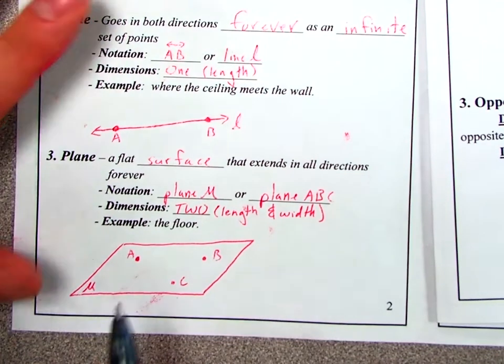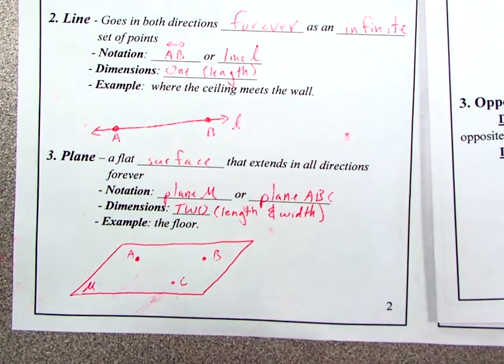Okay, so an example of a plane is just a floor, the ceiling, or a wall. Except for those usually stop. A plane, by definition, goes on forever.